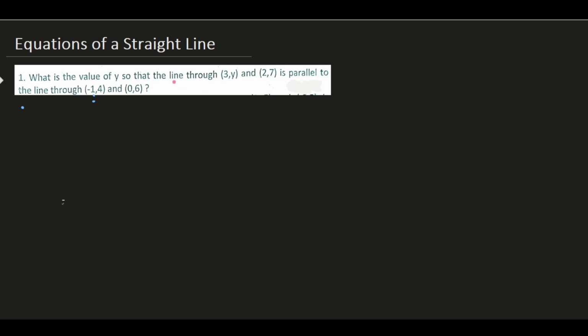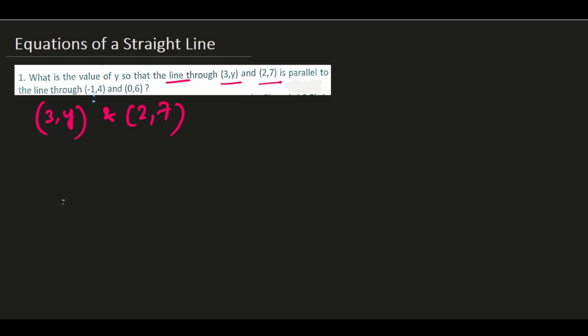The first important word here is line. Then the second hint is this: 3 comma y and 2 comma 7. It means that we have 2 points here. One set of point is 3 comma y and another one is 2 comma 7. Straight away we can apply the 2 point form.